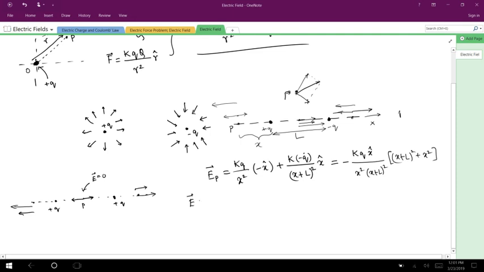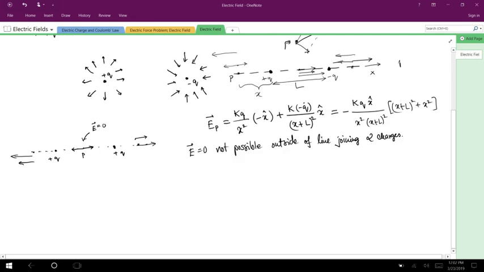E equals zero, not possible outside of the line joining two charges. And this is true only for a configuration of two charges. Of course, if you have more than two charges, then this will not hold any longer.